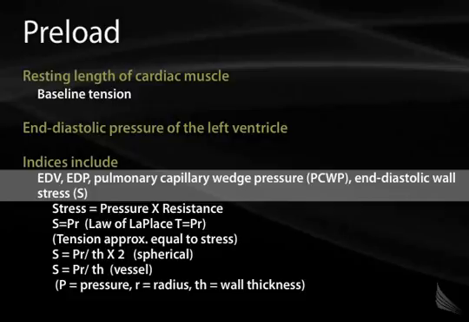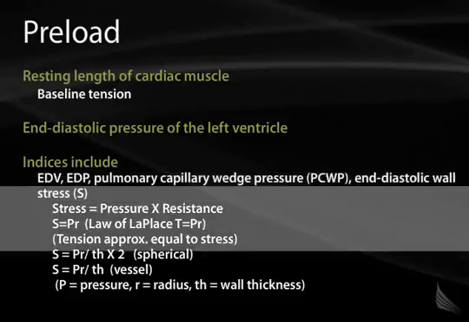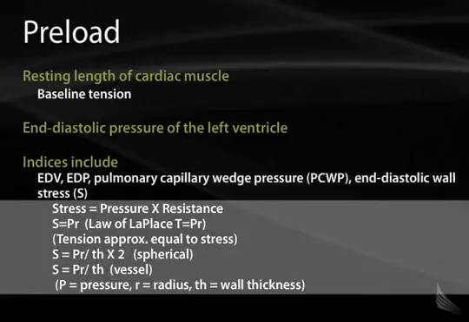We also use end diastolic wall stress, which is more difficult to measure. The basic measurement for end diastolic wall stress includes the pressure in the chamber times the radius of the chamber divided by 2 times the wall thickness. This is more of an academic definition. In general, you'll be using end diastolic pressure and wedge pressure to measure preload.